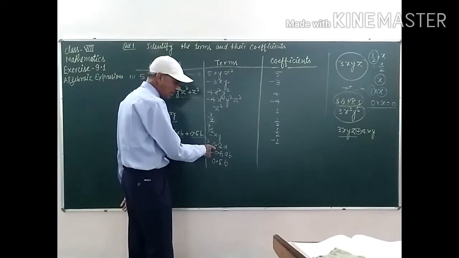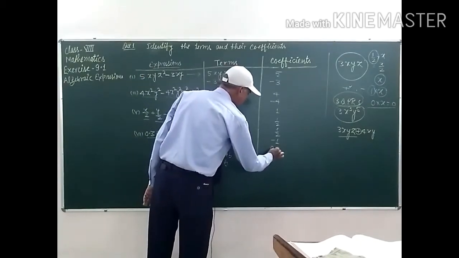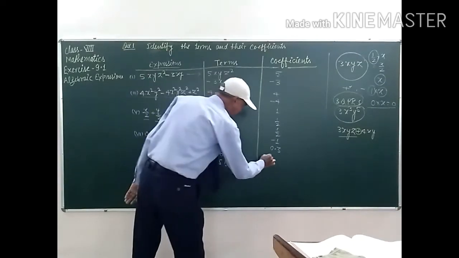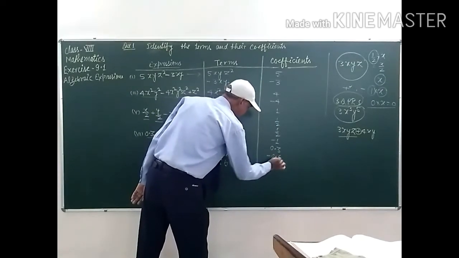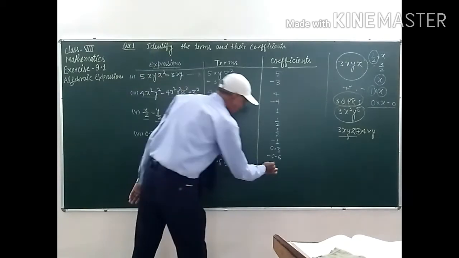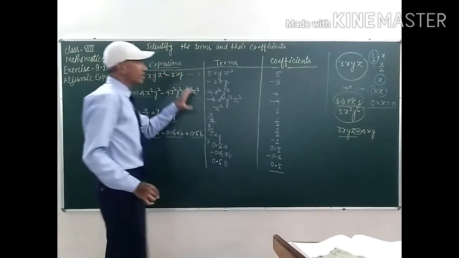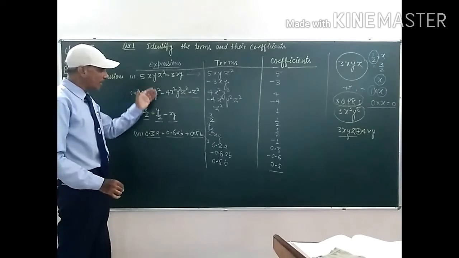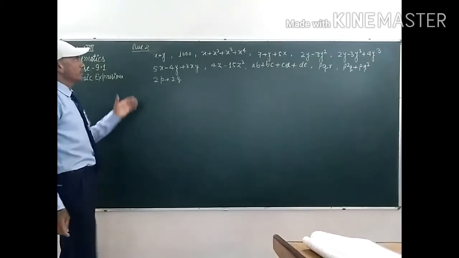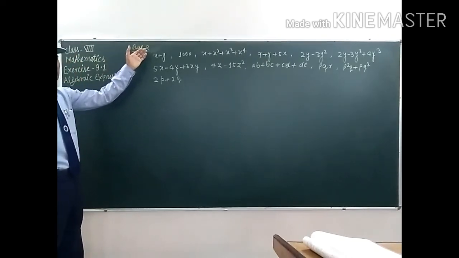Okay, students? So what are the coefficients of each term? First term coefficient, the numerical value is 0.3. So here the coefficient is 0.3, and in this term the coefficient is minus 0.6. Okay, and in this term the coefficient is 0.5. Okay, student? This is question number first. The remaining 2 parts of this question you have to do yourself. This is question number second. I have not written the whole question here.